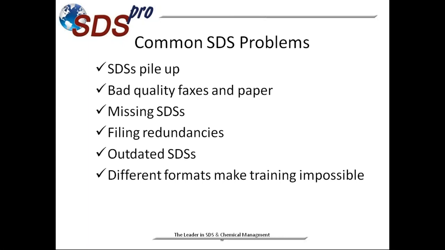Different formats make training impossible. That is an old one that should have a strike through it. I'd say impossible. With the old format, there were nine sections. There could be a 12 section, could be 14, could be 16. There was very little information that was required, and certainly the sections were negotiable. Again, making training nearly impossible consistency-wise.